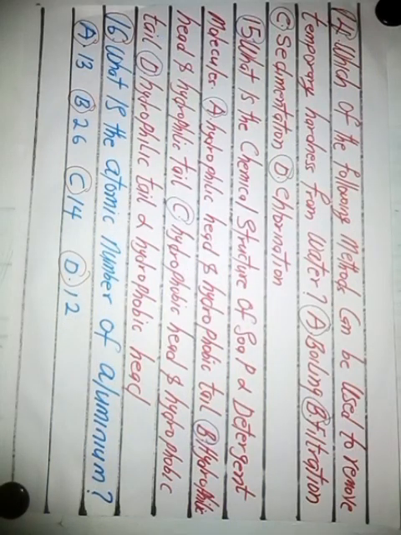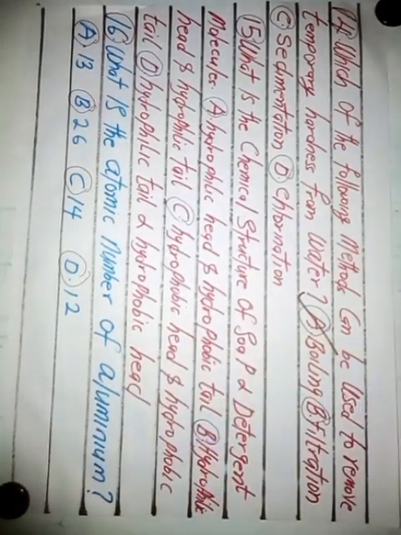14, which of the following methods can be used to remove temporary hardness from water? Boiling, filtration, sedimentation, chlorination. The answer is boiling. What is the chemical structure of soap and detergent molecules? Hydrophilic head, hydrophobic tail; hydrophilic head and hydrophilic tail; hydrophobic head, hydrophobic tail; hydrophilic tail, hydrophobic head. So your answer is A, hydrophilic head and hydrophobic tail.